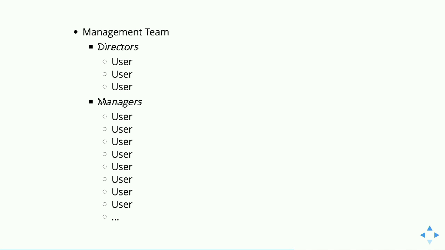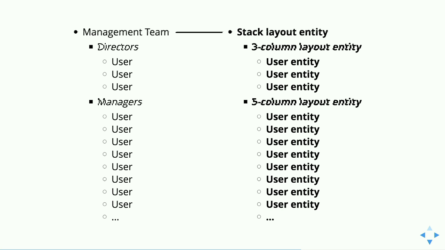We represent this page as an entity tree. So the root entity is a management team. It consists of two child entities, directors and managers. Each refers to user profiles. So this is how it could be achieved using layout entities, just layout entities. So management team is a stack layout. This is our whole page. Directors is a three column layout entity, and managers is a five column layout entity.